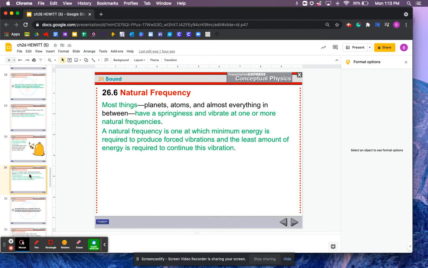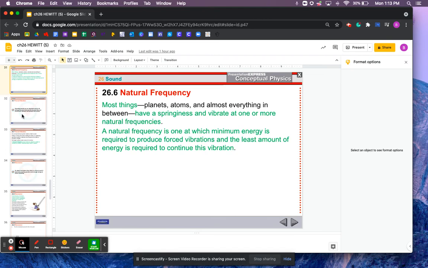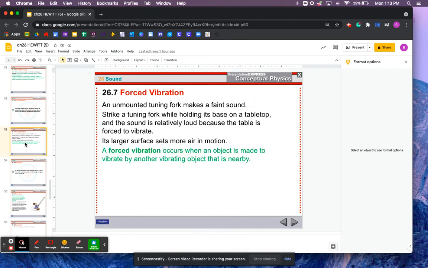Most things, right, they are all made out of atoms. They have some type of springiness and they vibrate at one or more natural frequencies, right? Like your body is made out of multiple atoms, so you don't have a single natural frequency. A natural frequency is one at which a minimum energy is required to produce a forced vibration, and the least amount of energy is required to continue that vibration. So I'm going to show you something that's vibrating at its own natural frequency. But before we go over that, I need to go over resonance. But before we go over resonance, I need to go over a forced vibration.